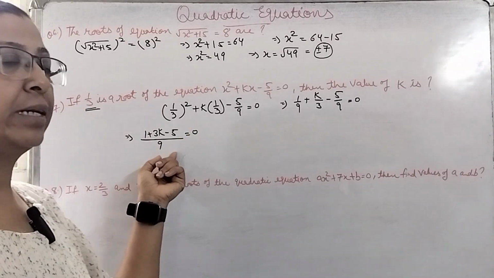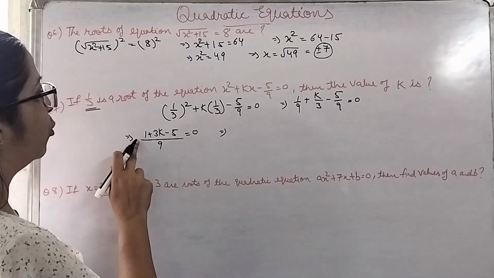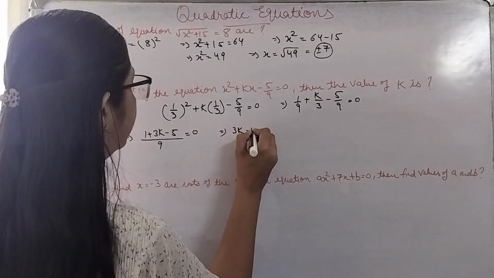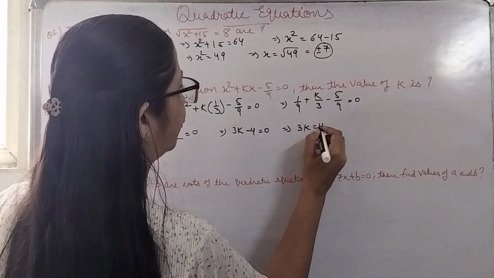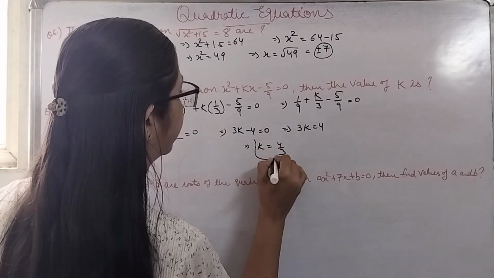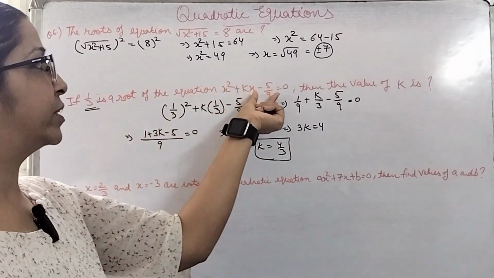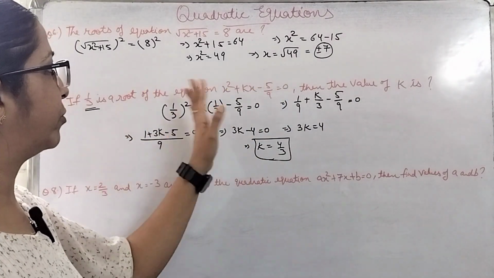Now 0 multiplied by 9 will be 0 only, so we will solve the numerator part only. 1 minus 5 will be minus 4, so 3k minus 4 is equivalent to 0. We can say 3k is equivalent to 4, or the value of k will be 4/3. So if the value of k is 4/3, then 1/3 will be a root of this quadratic equation. So this is how we solve it.